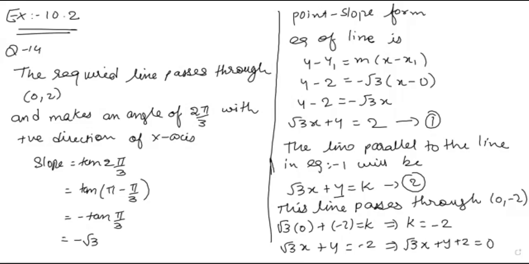So we were asked to find the equation of line which was passing through (0, 2) and making an angle of 2π/3 with the positive direction of x-axis. The equation given in 1 is that, and they have also asked to find the line which is parallel to this line, that is the line given in equation 1, and that line passes through (0, minus 2). So we have found that line also. The equation given in 3 is the another equation of line.